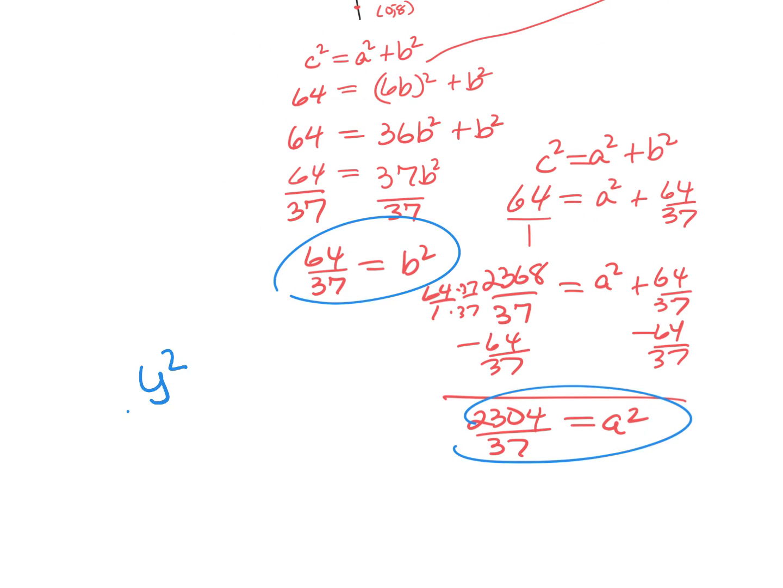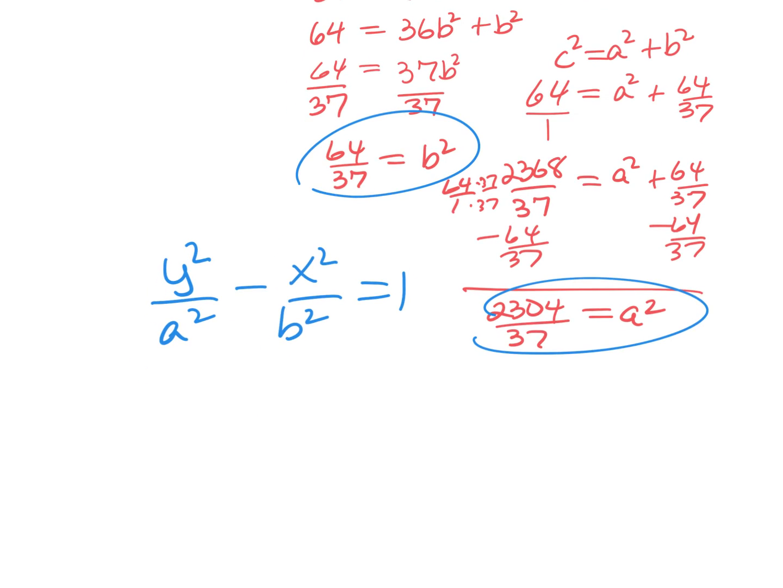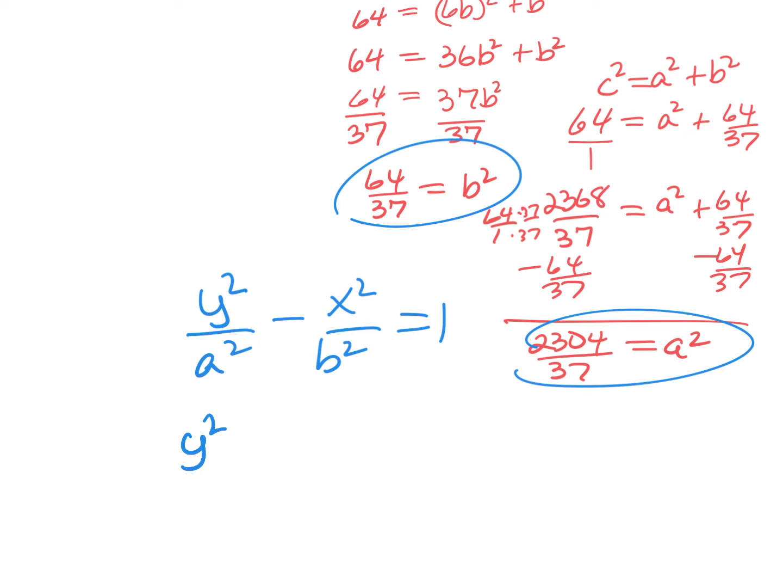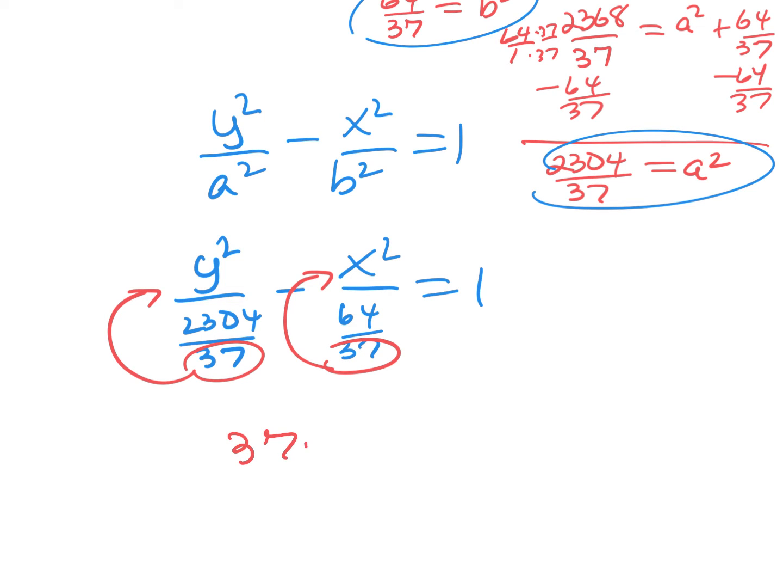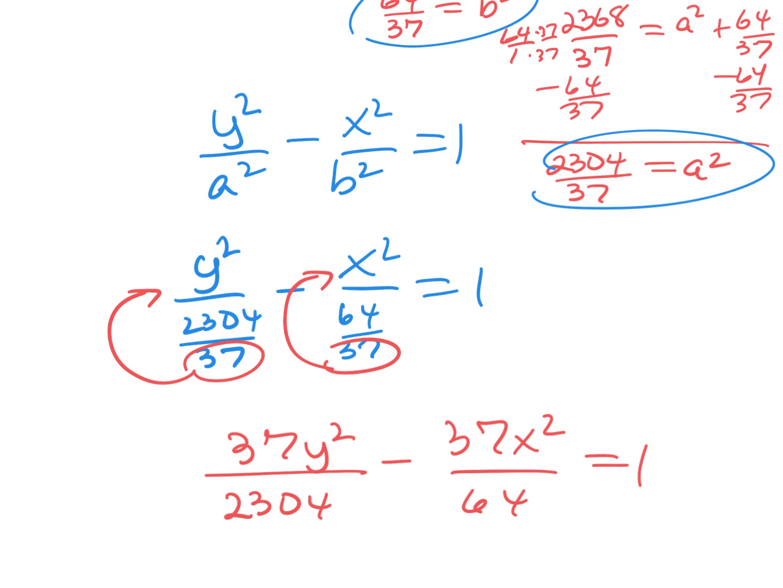So now that I have a squared and b squared, I'm gonna put it back in. So it was y squared over a squared minus x squared over b squared equals 1. Now, be aware that this could be a valid answer on some standardized test where they can let you leave a fraction in a fraction. However, for WebAssign, what it wanted you to do was take this 37 and move it to the numerator. So this final answer would have been 37y squared over 2,304 minus 37x squared over 64 equals 1.